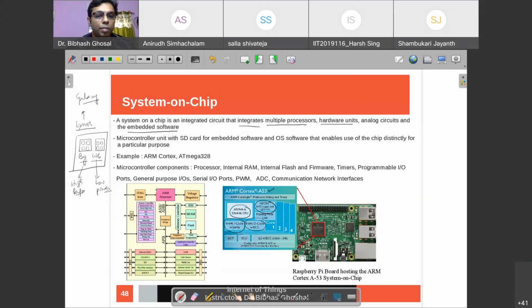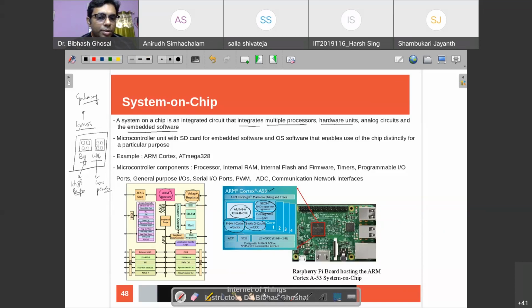This is a typical block diagram of a system on chip. As you see here, you have a bus. This is an ARM processor, for example. You have a voltage regulator that ensures that the voltage always is of a certain value.